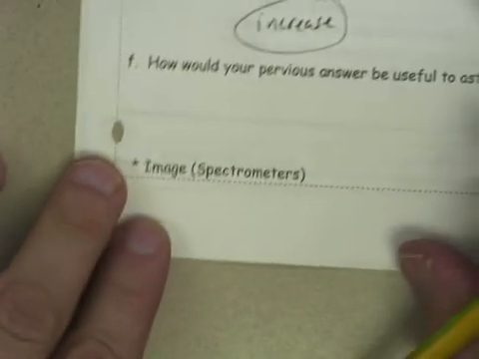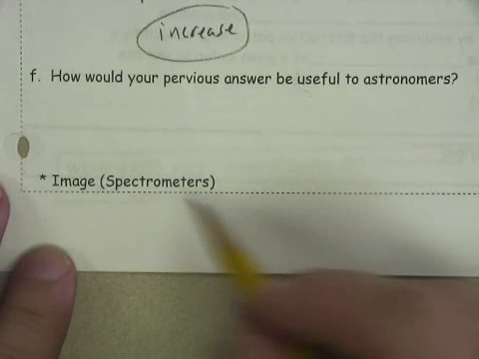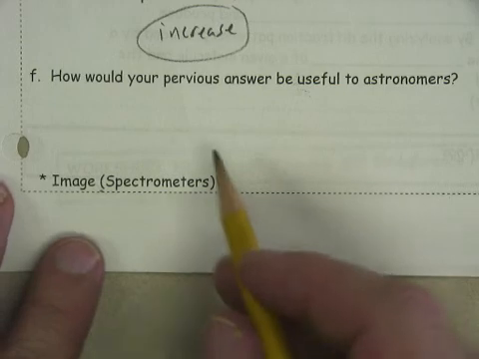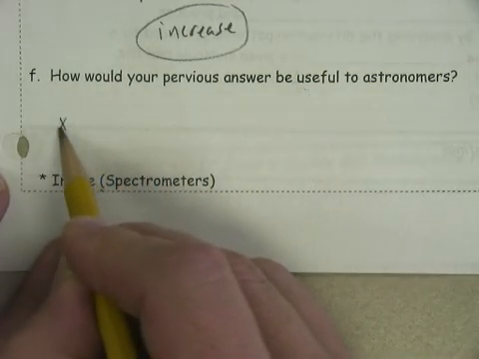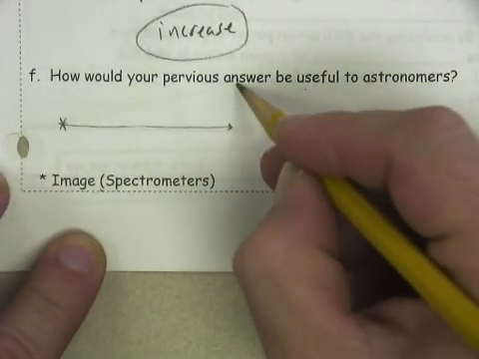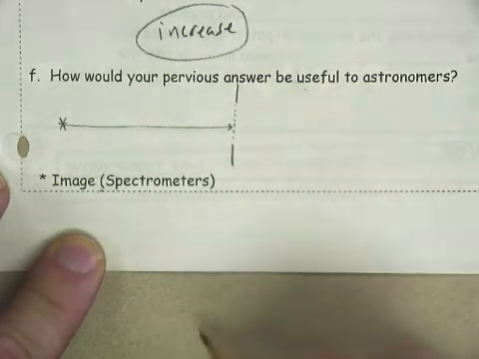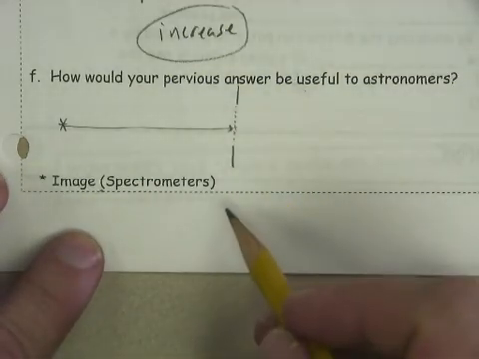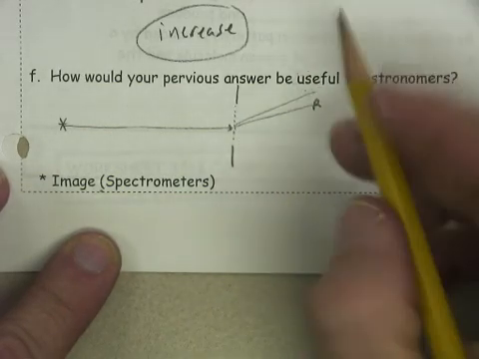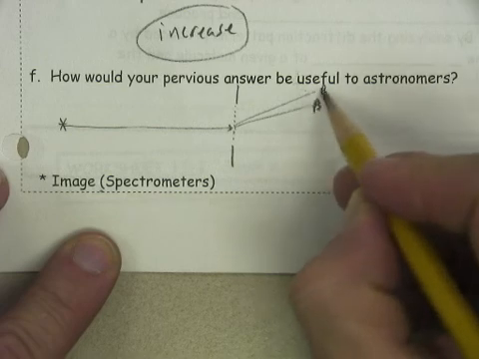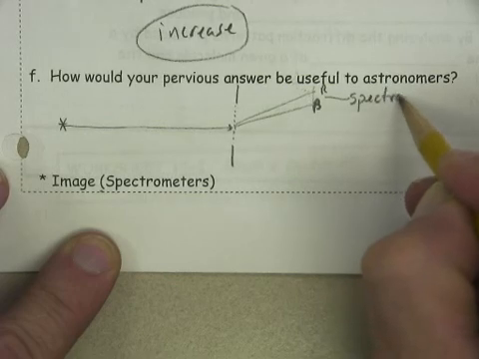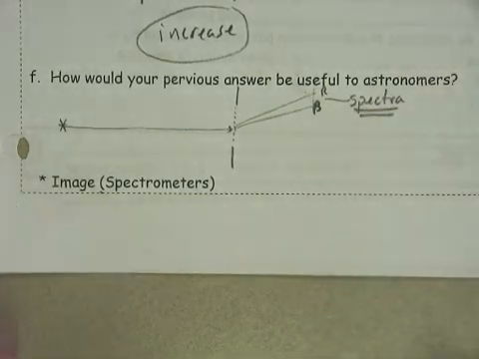And then the last question, and I'm going to have to kind of fill in the gaps on this one a little bit because I need some images. Letter F says, how would your previous answer be useful to astronomers? Well, here's how it's useful. There's a star that might be way out there. That star's light gets all the way to the Earth, and what we do is we take that light from the star and we pass it through a diffraction grating. That diffraction grating takes the colors of the rainbow, red, sorry, red would be on top, all the way through blue, and it spreads them out. And when we spread them out, we can see the spectra of the stars.